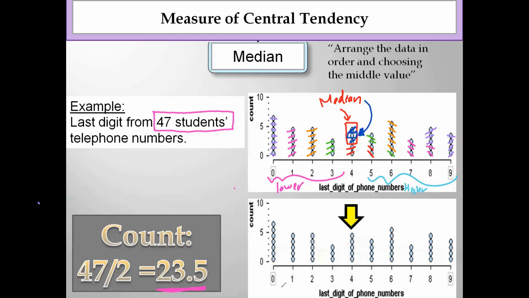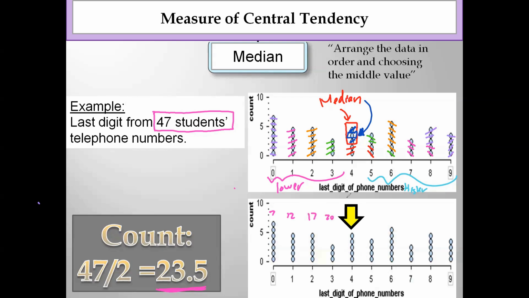So what we can do here is count 23 from the left, starting with 7 plus 5 more, which gives us 12, plus 5 more, which gives us 17, plus 3 more is 20.